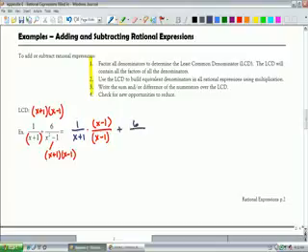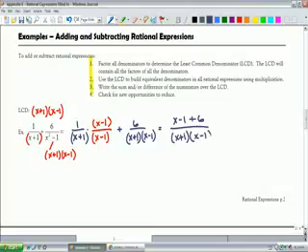Now our second rational expression already has an x plus 1 in the bottom and an x minus 1 in the bottom, which is our least common denominator. So we don't have to touch that one. That one is good to go. Once we have our common denominator in both of these fractions, all we have to do is add the numerators. So really what we have here is x minus 1 plus 6 all over our common denominator. So we have to build our least common denominator and then add the tops.